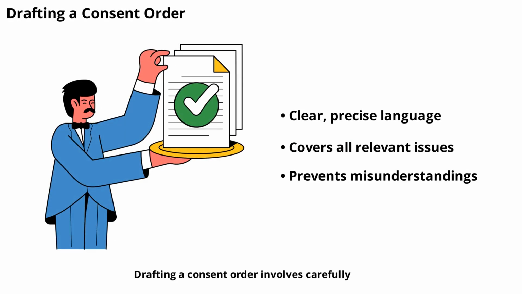Drafting a consent order involves carefully outlining the agreed terms in clear, precise language. Both parties, often with the help of their lawyers, work together to make sure every detail is covered. The draft should address all relevant issues, such as property division, payments, or responsibilities. Once the draft is complete, it's submitted to the court for review. A well-drafted consent order helps prevent misunderstandings and ensures the agreement is enforceable.